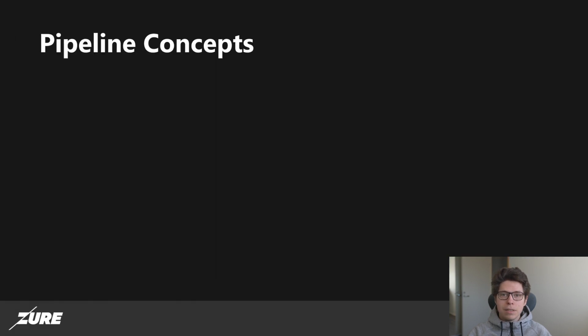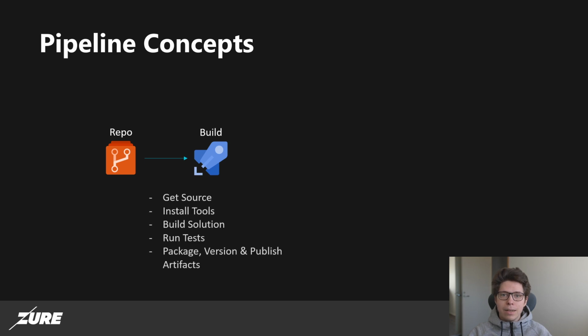So, about pipeline concepts then. First of all, you of course have your repositories. Your code lives there. You need to build that code, so you have a build pipeline. And the build pipeline does these things. It gets the source code, first of all. It installs some tools that are needed. It builds your solution, runs some tests against it, and then packages, publishes, and so on.